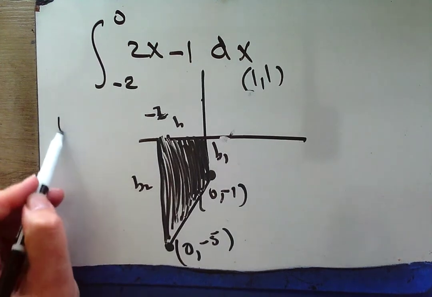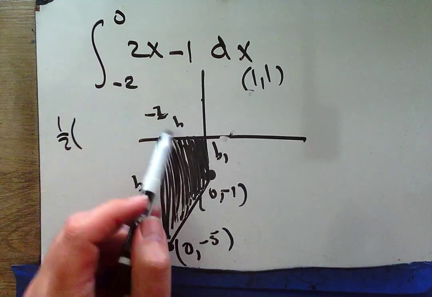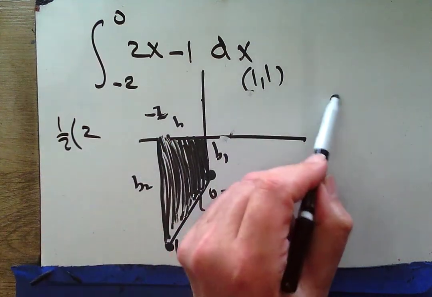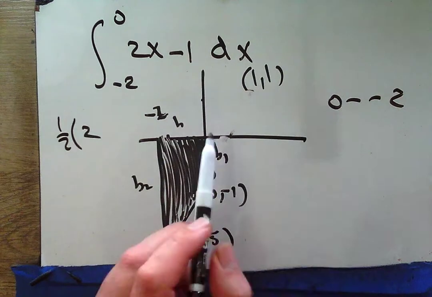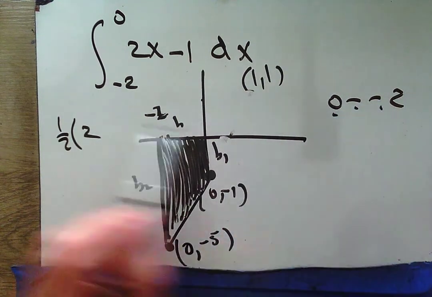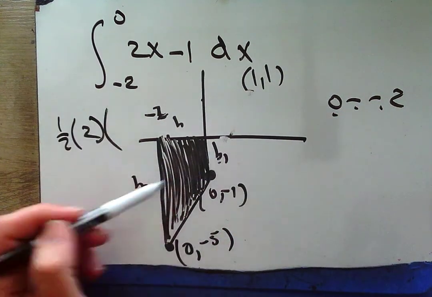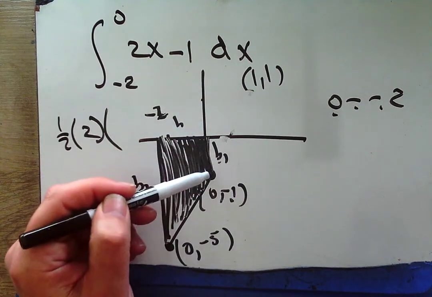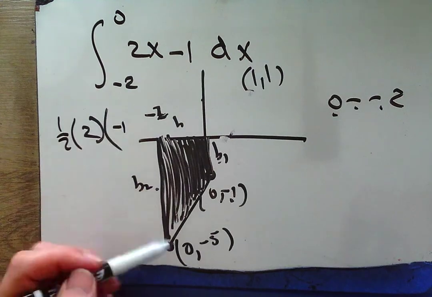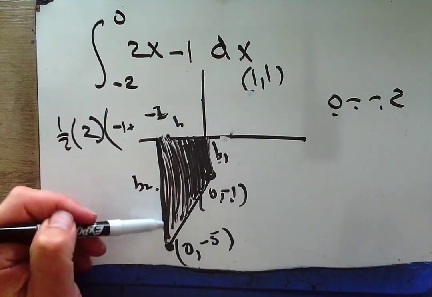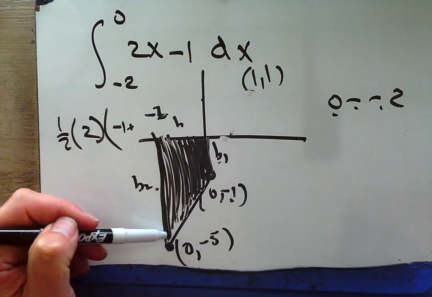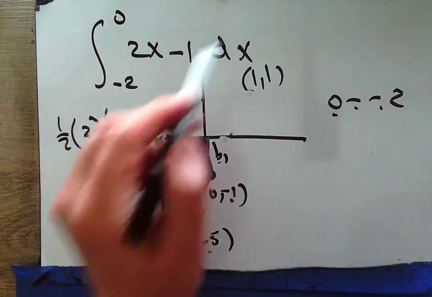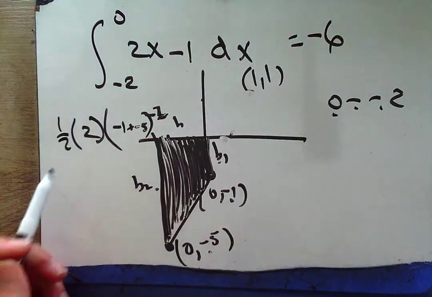So, 1/2 the height. Well, that height is 2. How do I get 2? I'm doing 0 minus a minus 2. I'm doing the bigger number minus the smaller number. Times base 1 plus base 2. Well, base 1 is that y value, -1, and plus base 2. Base 2 is that y value. So we get that value is -6.